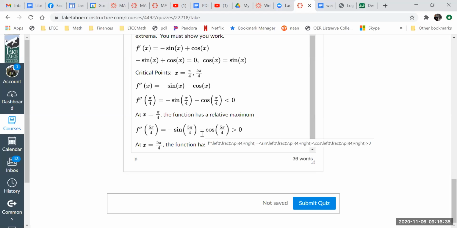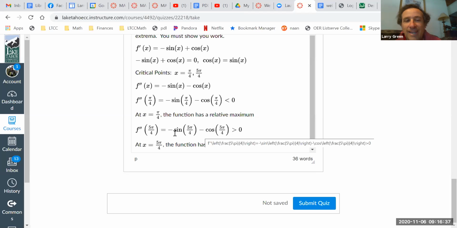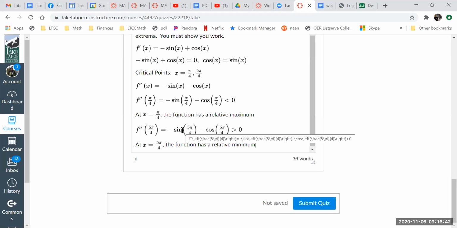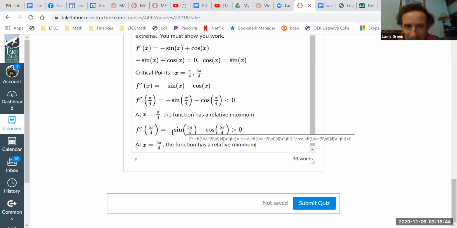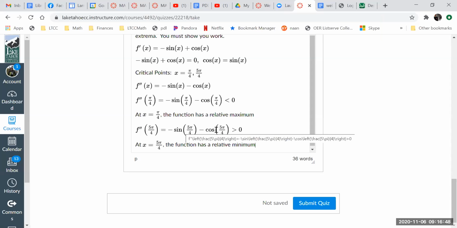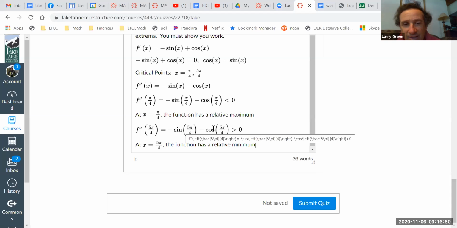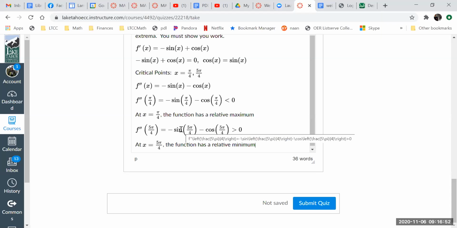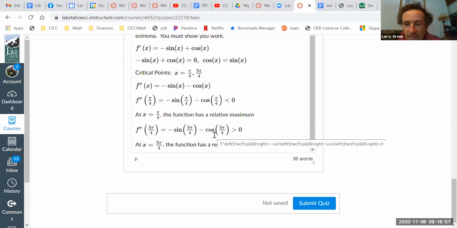I'm sorry, I'm just not following. Okay, if you take a negative of a negative number, you get a positive number, right? Yes. So we know that the sine is negative, so negative sine is positive. Similarly, the cosine is negative, so negative cosine is positive. So I'm just adding two positive numbers, and that's greater than 0. That's correct.